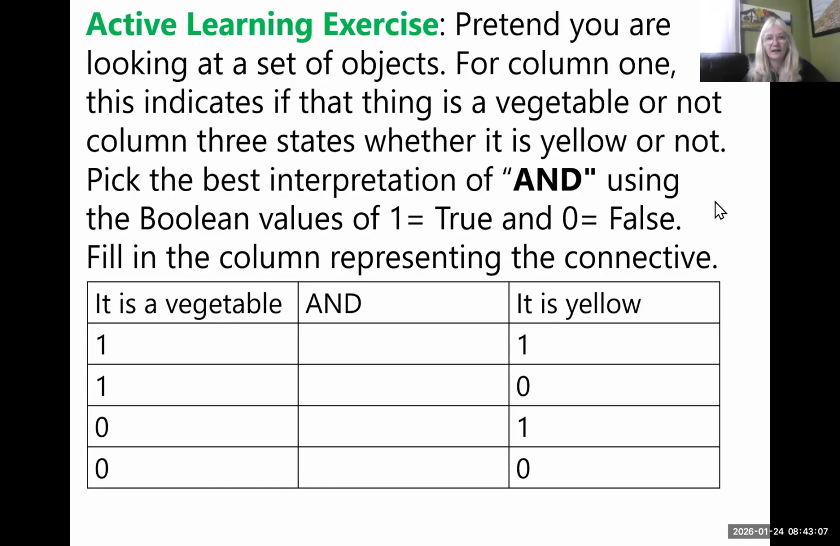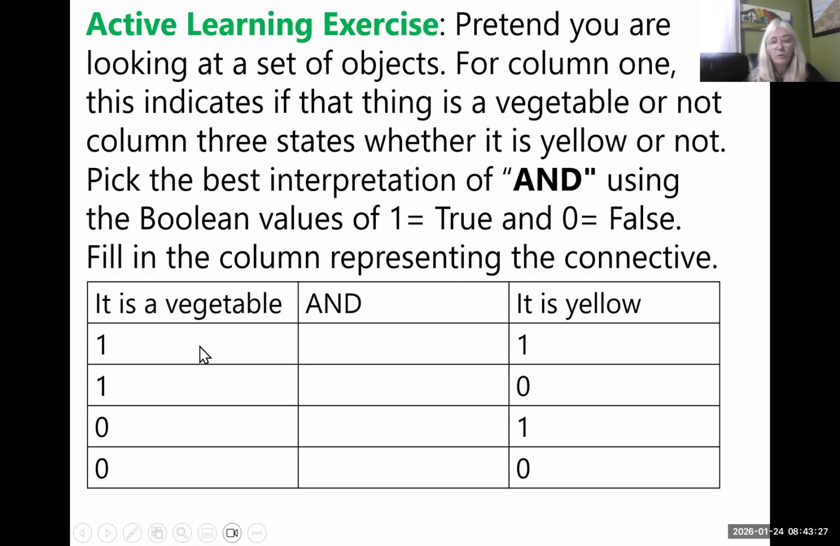So pretend you are looking at a set of objects. For column 1, this indicates if a thing is a vegetable or not. Column 3 indicates whether it is yellow or not. So pick the best interpretation of and, using the Boolean values of 1 equals true and 0 equals false. Fill in the columns representing the connective.